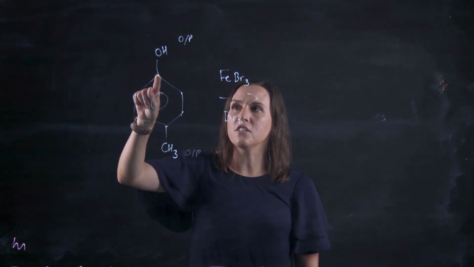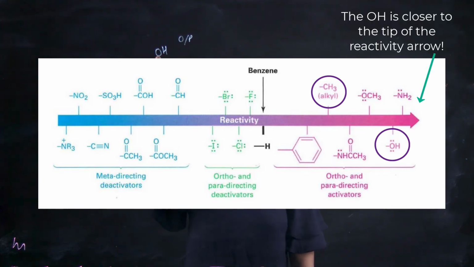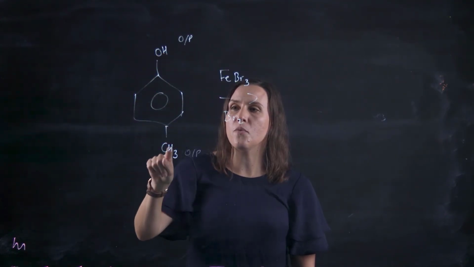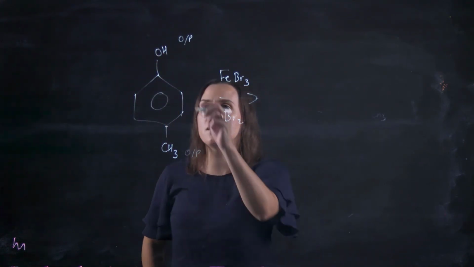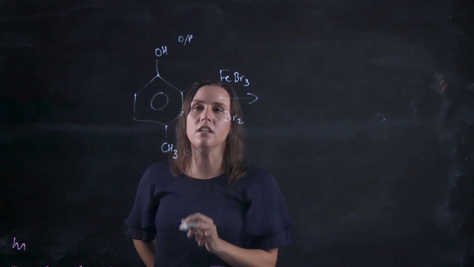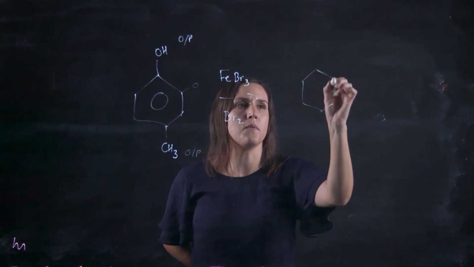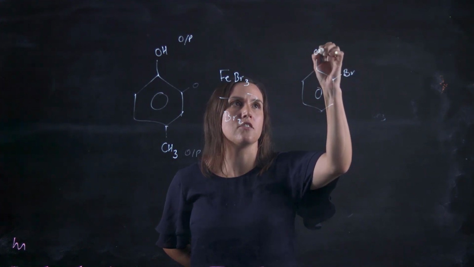OH is more reactive than CH3. So the OH will have more influence on that incoming group. Ortho-para to OH would be this one here, and para is already taken by the CH3. So the bromine would more likely come in ortho to the OH.